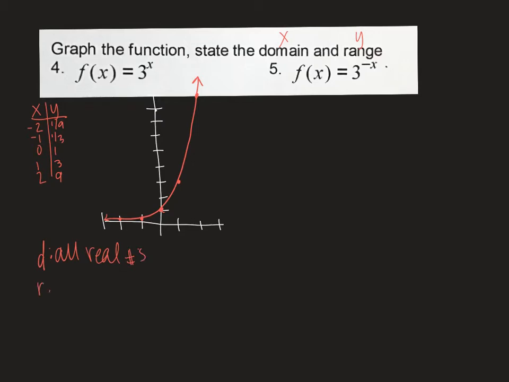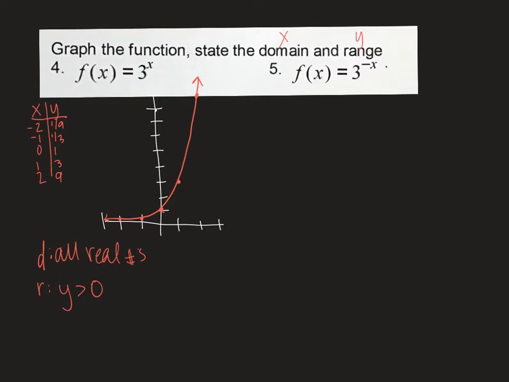Your range, if we plug in smaller and smaller x values, we get smaller and smaller y values. But those y values never get below 0. They never actually get to 0. It's just going to become a smaller and smaller fraction. If we plug in bigger x values, our y values are just going to continue to get bigger and bigger and bigger through infinity. So your range is going to be that y is greater than 0.